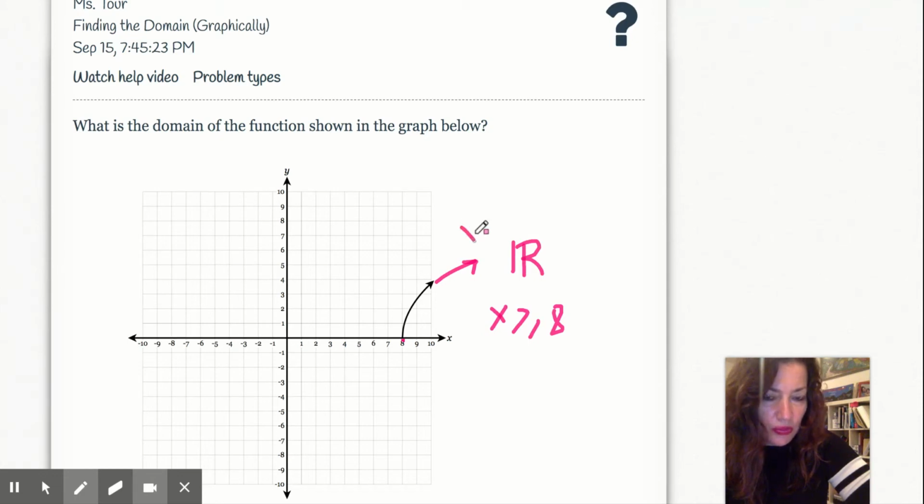What is all real numbers? Well, x is an element of all real numbers. So this little rounded E means element. So x is an element of all real numbers where x is greater than or equal to 8.